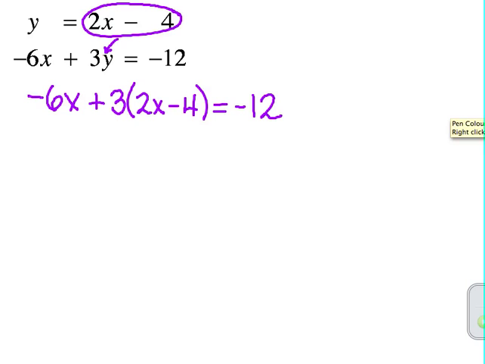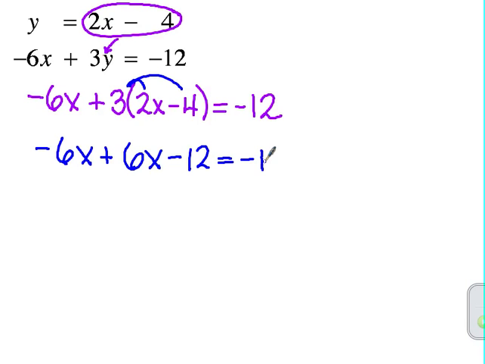What do you do now? Distribute. So I get negative 6x plus, what do I get here? 6x minus 12 equals -12. What happens to your 6x's when you combine like terms? 0, right? And so what am I left with on that side? -12 equals -12.